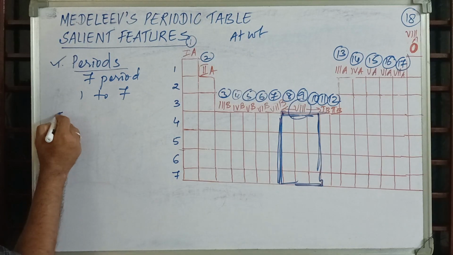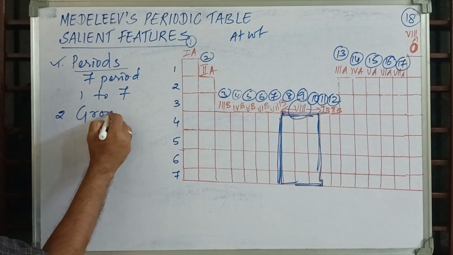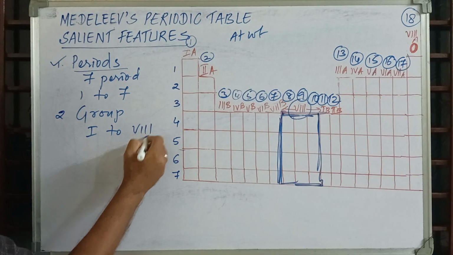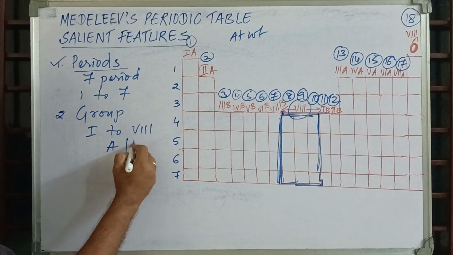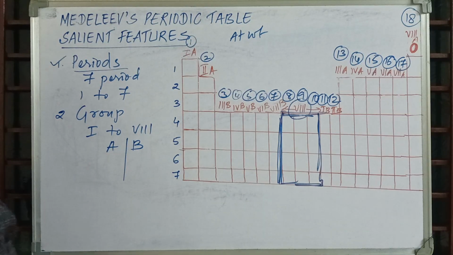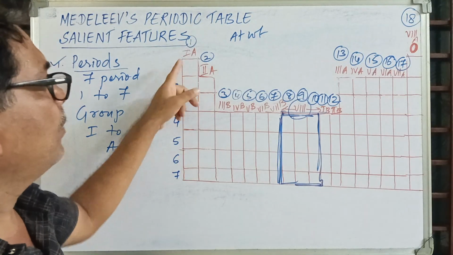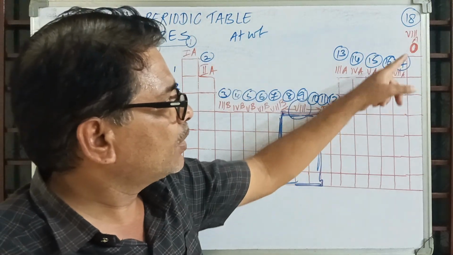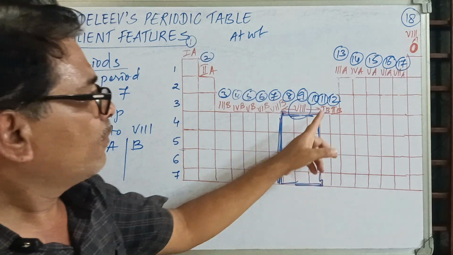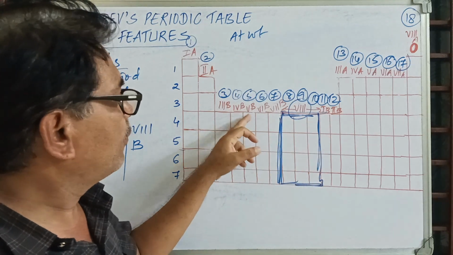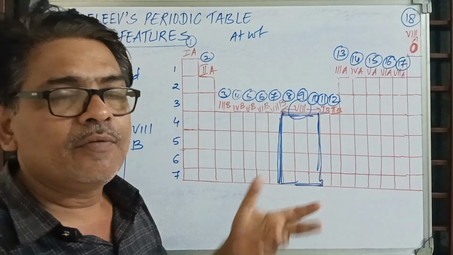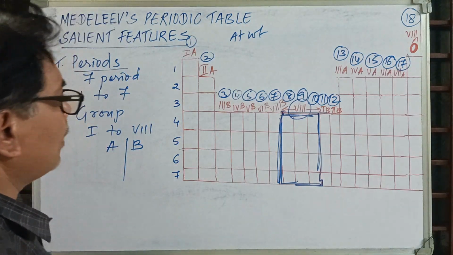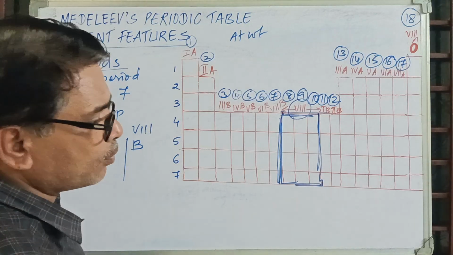Second, Mendeleev Periodic Table had groups 1 to 8 and they were again reclassified into subgroups A and B. What are we having today? The same 8: first A, second A, third A, up to 8th A. First B, second B, third B, fourth B, 5B, 6B, 7B and 8B. We are following the same, isn't it? Right, very good. Now there are a few things which you are supposed to know.